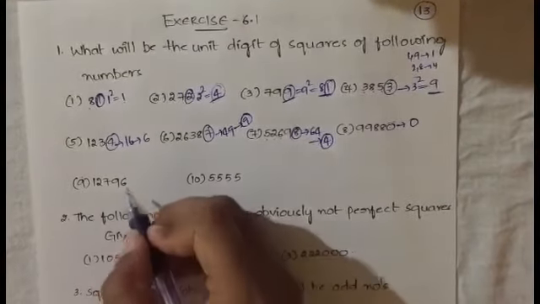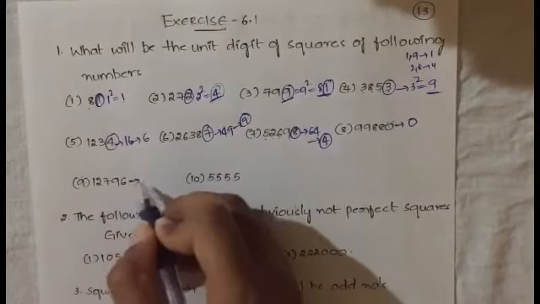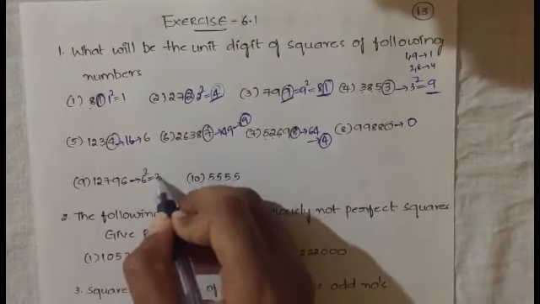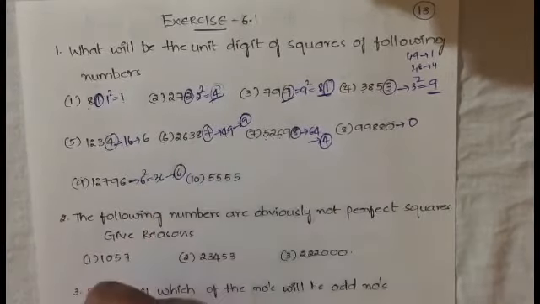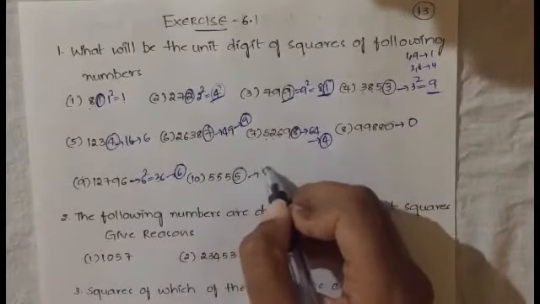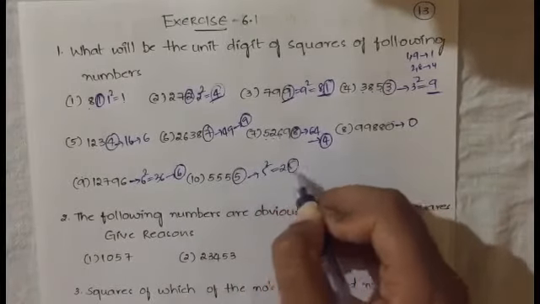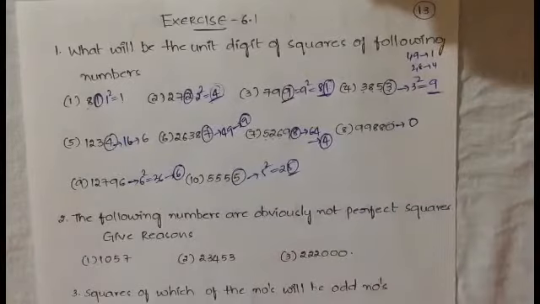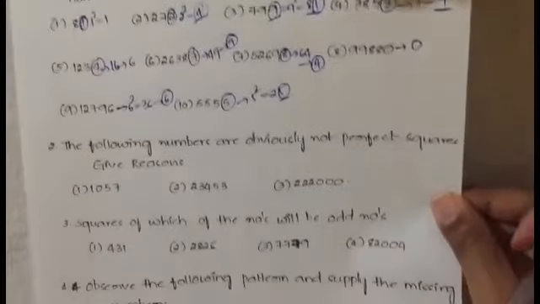Now, 12796, here 6 square is equal to 36, so 6 is in the units digit. Here 5 square is equal to 25, so 5 is in the units digit. Clear? In this way you can find out the units digit.